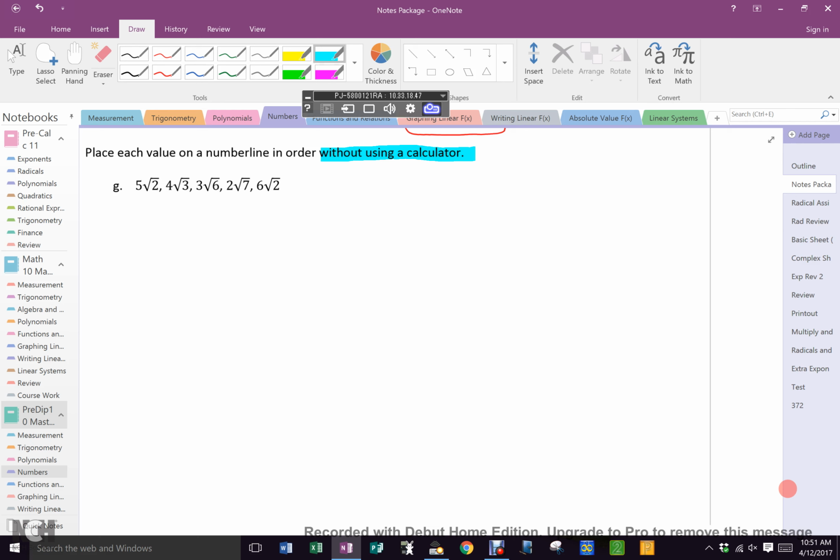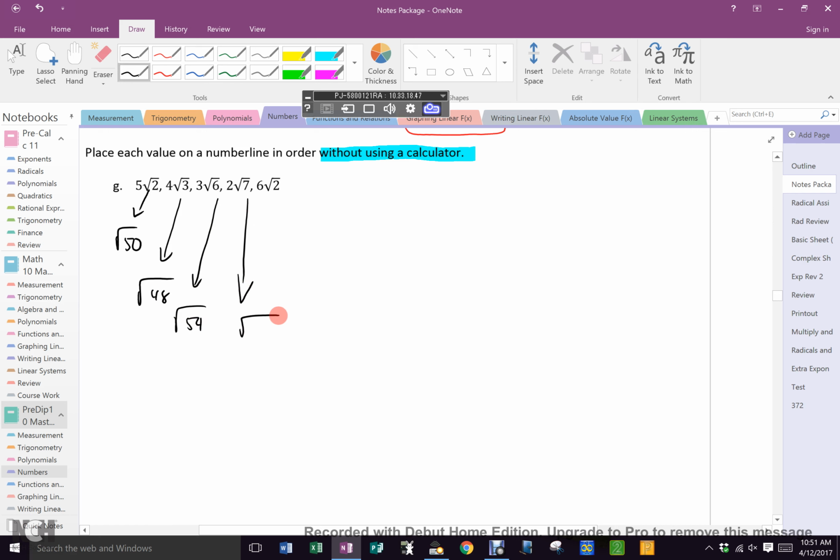How do you do it? Priyanka. Of course it's the entire radical. So this is really the root of 50. This is really the root of 48. This is really the root of 54. This is really the root of 28. And this is really the root of 72. Now it's super easy, isn't it?